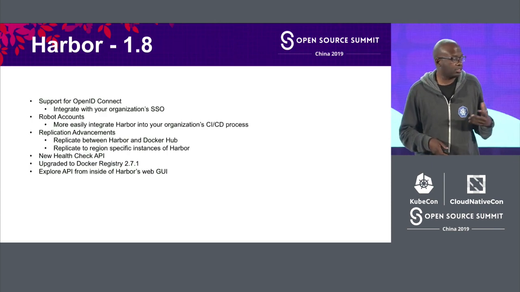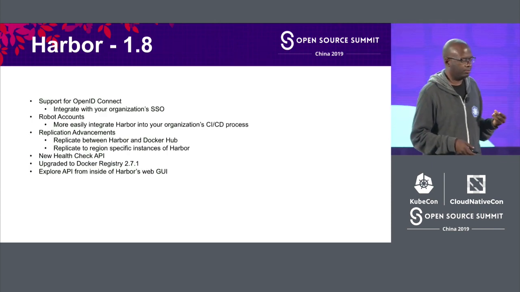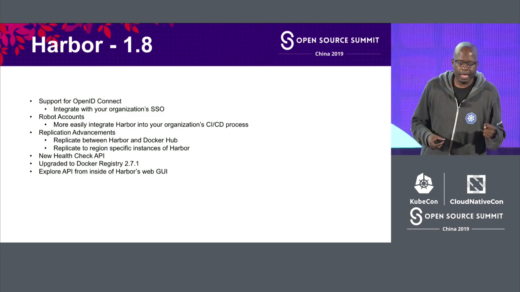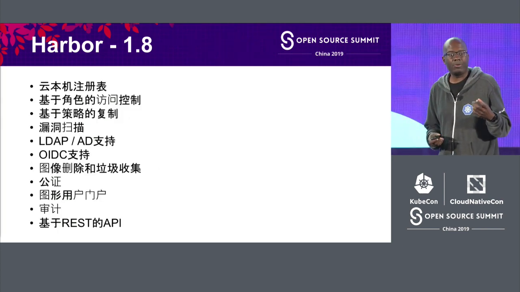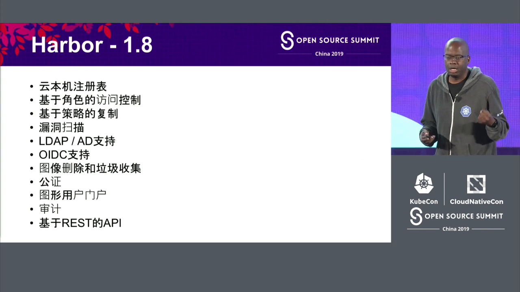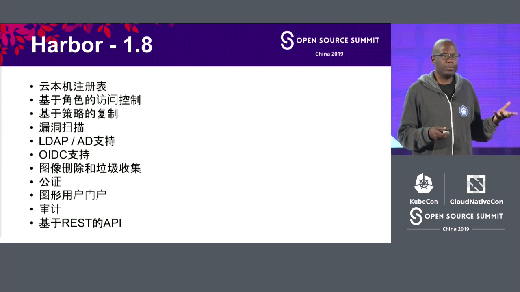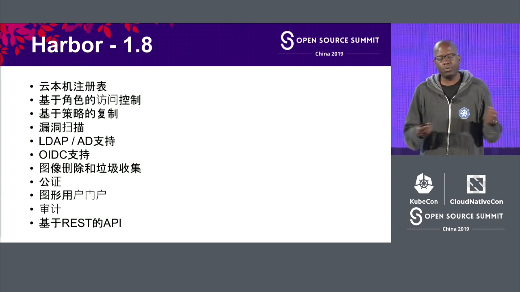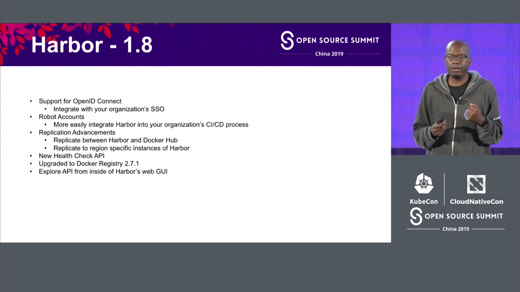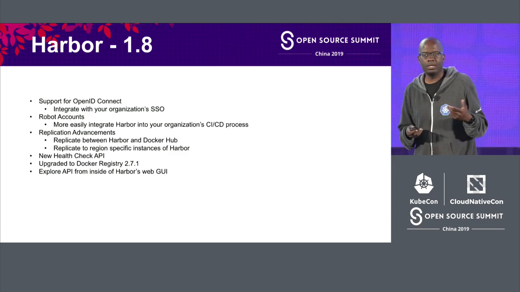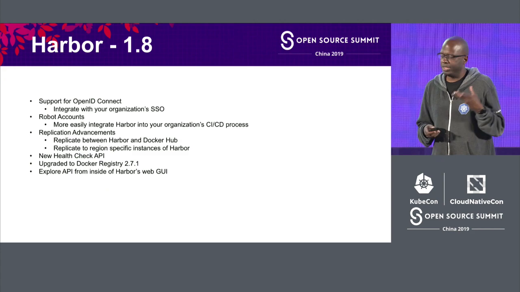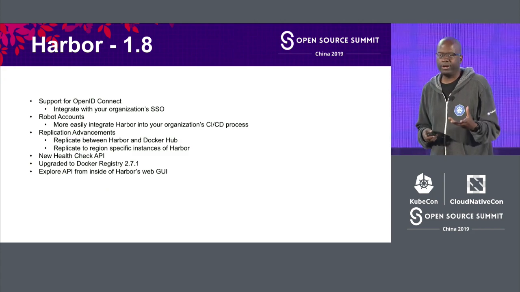So just a month and a week ago, Harbor released 1.8. And the biggest feature for Harbor 1.8 is OpenID Connect. So what this means is that people who are using SSO in their organizations can now more easily integrate Harbor with their existing authentication.